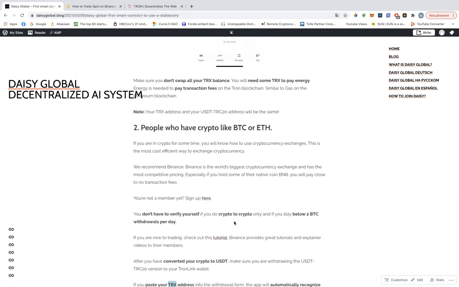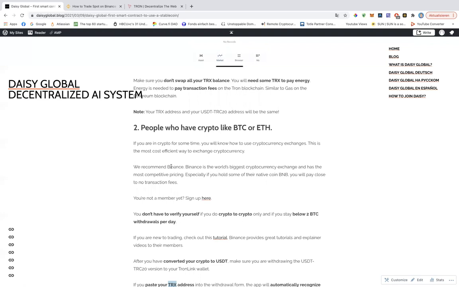Well, the second type of people that I would like to address is people that are not new to crypto and that have some holdings of Bitcoin, Ethereum, whatever. Even if you already have USDT and that's not the right version of USDT, you can send it to the exchange and withdraw the right version of USDT, the TRC20 version, okay?